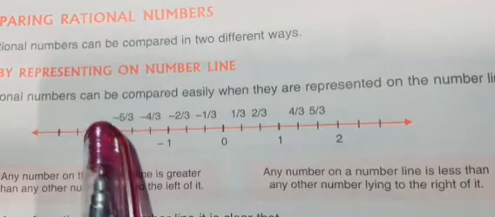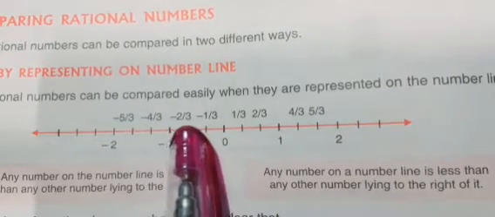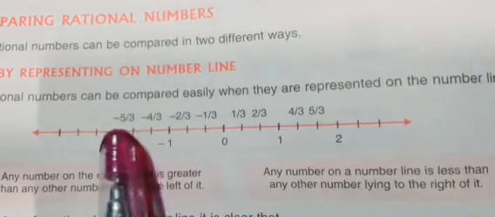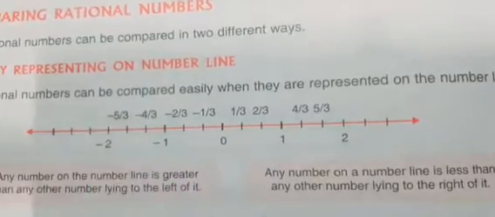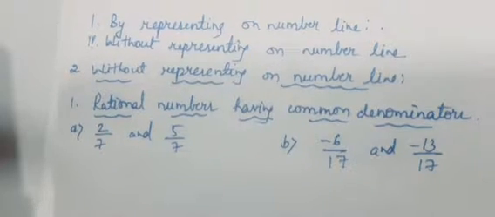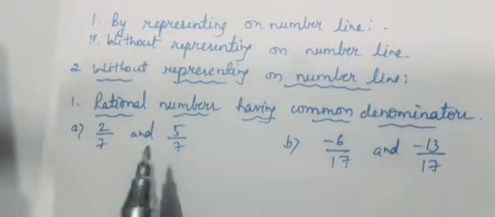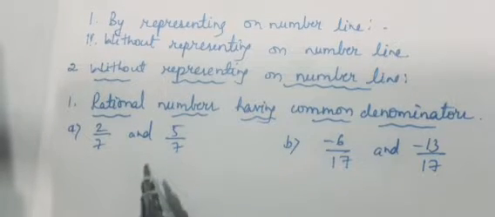As we move on the number line to the right side, the value of the rational number increases. As we move to the left side of the number line, the value of the rational numbers decreases. Children, we can also compare the rational numbers without representing them on the number line. In our previous classes, we have compared the fractions.